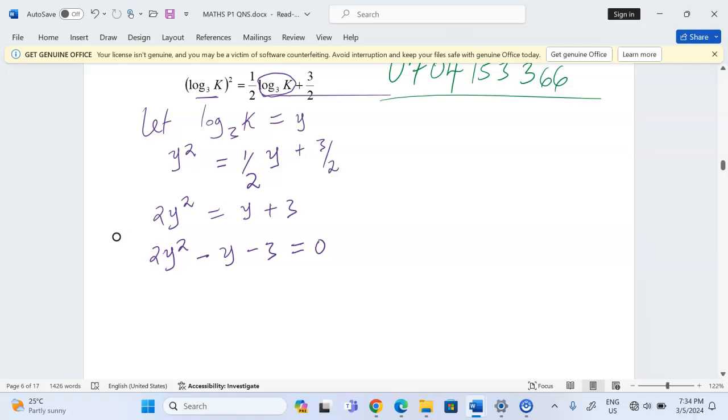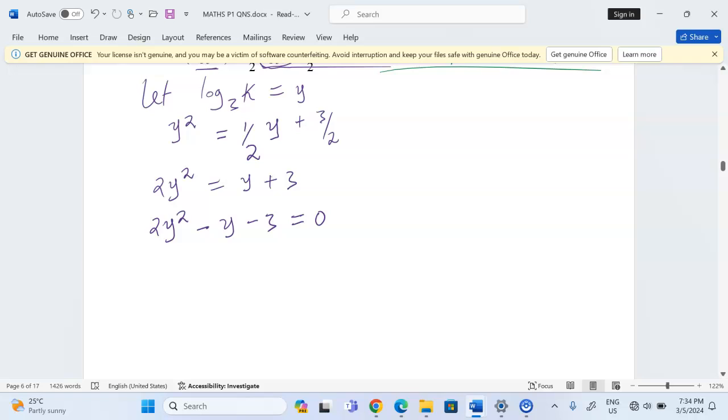And with that, we can solve for y, whereby I choose to solve by the factorization method. A product of AC, that is 2 by negative 3, giving us negative 6, and a summation of B. The value of B is negative 1. So we need two factors whose product is negative 6 and the sum is negative 1. That is none other than negative 3 and positive 2. When these are multiplied, they give us negative 6. When the two are added, they give us negative 1.